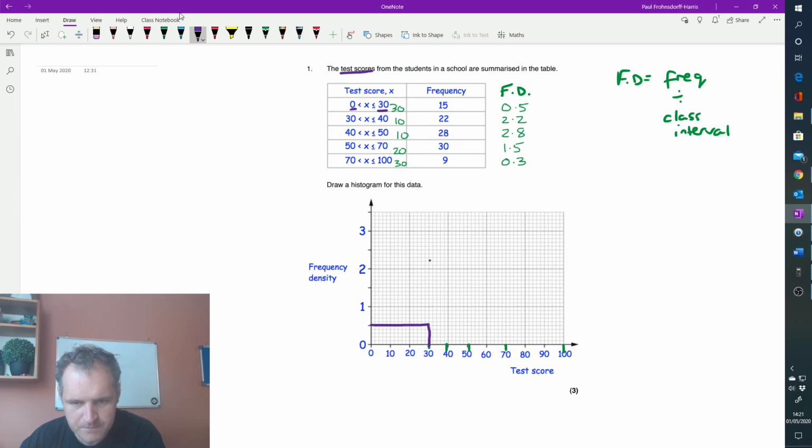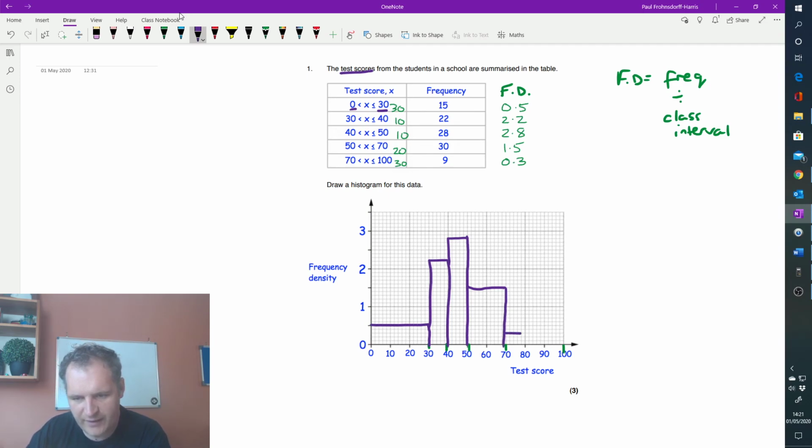2.2 goes to there. 2.8 goes to there. And then I'll use my ruler because I haven't got a ruler on my thing, but you guys have, so you will make sure you use a ruler to make this look super fantastic. Then 1.5 is a bigger one, 1.5, and then the final huge one is 0.3.